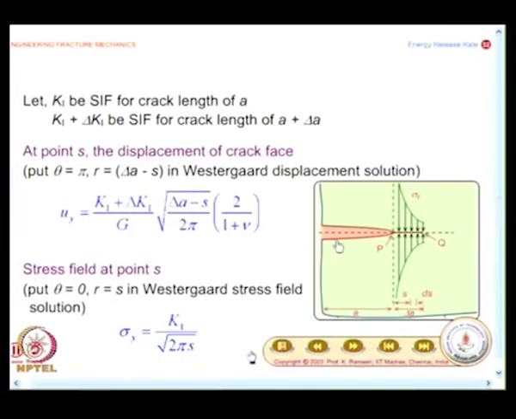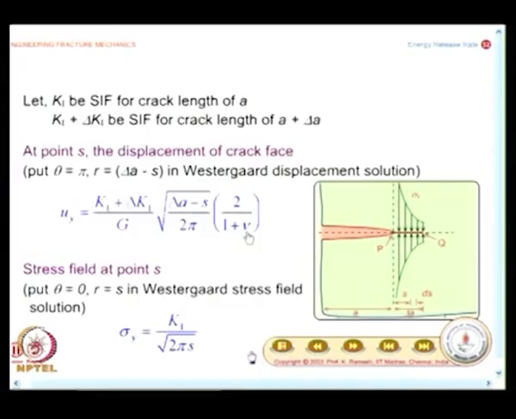Because I take a crack of length A plus delta A, I anticipate K should be written as K1 plus delta K1, there would be some small change. So, divided by G multiplied by root of the value of r, which is written as delta A minus S, divided by 2 pi. And if you look at the other part of expression, it reduces to 2 by 1 plus nu. Is it okay at this stage? Now, we have got the expression for displacement. Now, you have to look at what is the force. You have to first write the value of sigma y, which is nothing but K1 by root of 2 pi S. That is very simple and straightforward. That comes directly from your Westergaard solution.